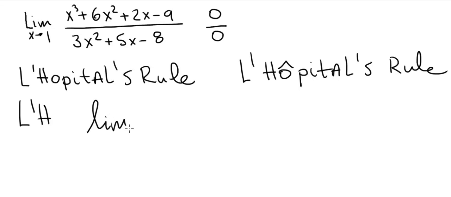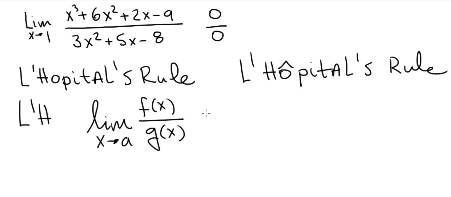It says that when we are taking a limit as x approaches a of f of x divided by g of x, and we end up with an indeterminate form, so the limit as x approaches a of f of x is 0, and the limit as x approaches a of g of x is also 0. Now there are other indeterminate forms which we're going to deal with later, but since the indeterminate form in the problem is 0 over 0, we'll consider this first.